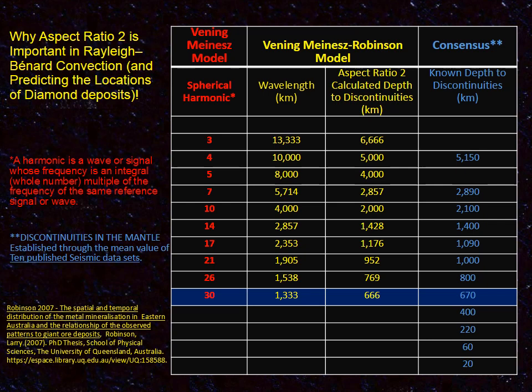The blue highlighted row at the 30th harmonic is the discontinuity mentioned previously for all of Africa. However, that discontinuity for the whole of Africa on average is 626 kilometers. As will be shown later in this presentation, plumes from much greater depths inside the mantle, even at the core mantle boundary, can coincide with more shallow plumes from discontinuities. These calculations show a direct correlation of spherical harmonics, Rayleigh Bénard convection in the mantle, discontinuities in the mantle, and the Earth's topography.